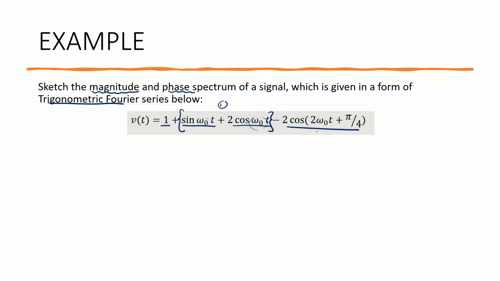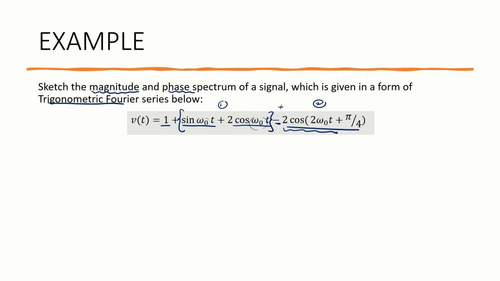The second thing you have to pay attention to in this equation is that there's a minus here. We know that in the trigonometric Fourier series form, the signal will be only on one side, so there shouldn't be a combination of plus and minus. So we need to do something here to convert this into plus.